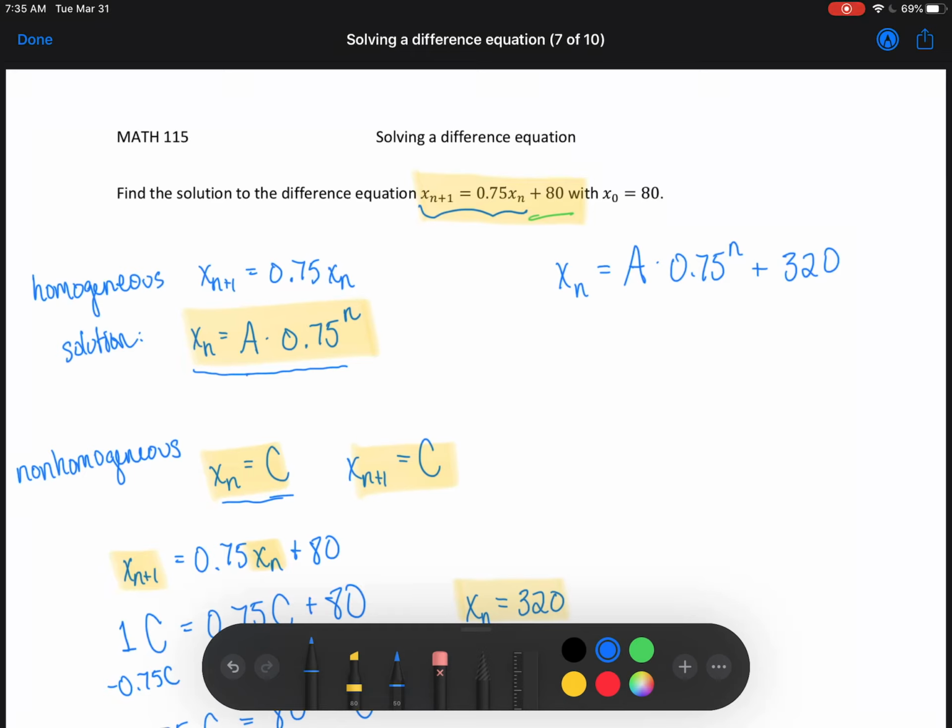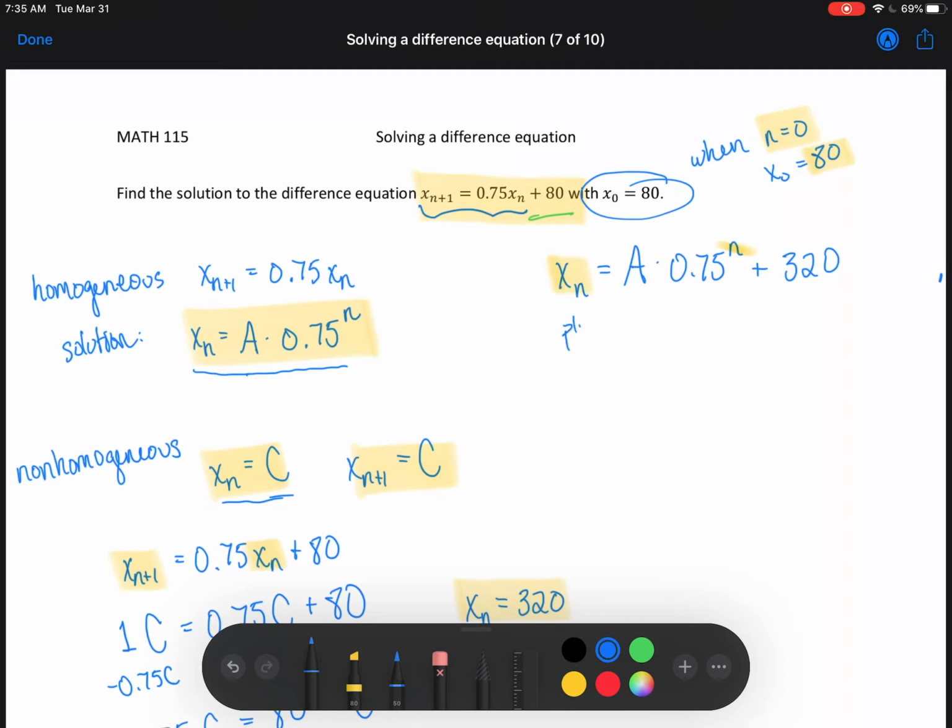All right, that is not the solution yet because we need to know what this value of A right here is. So how do we find that? Going back to our original problem, we see that we were given x sub 0 is equal to 80. We haven't used that at all. Now is the time we're going to use it. Okay, so remember, this is basically saying that when n is equal to 0, x sub 0, or x sub n, is equal to 80. So we're going to take that n is equal to 0 and plug it in for this n right here. And then the 80, we'll plug it in for xn on the left-hand side.